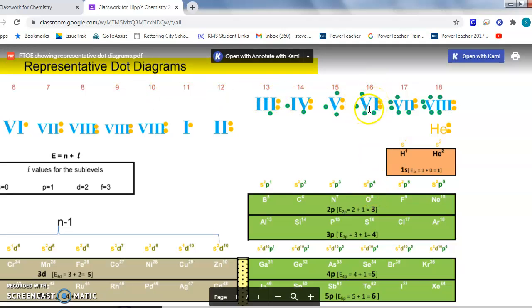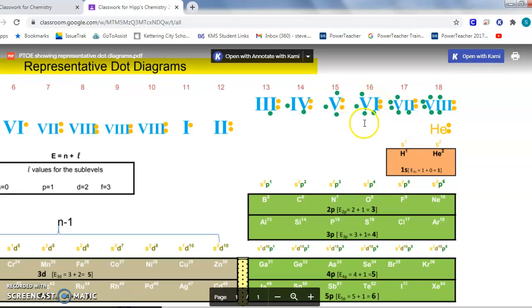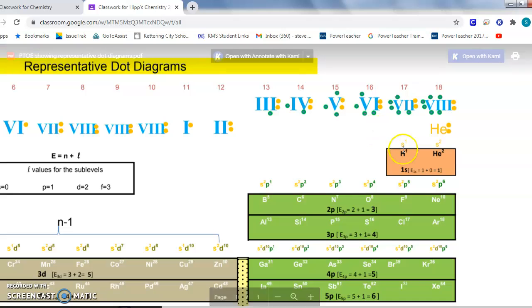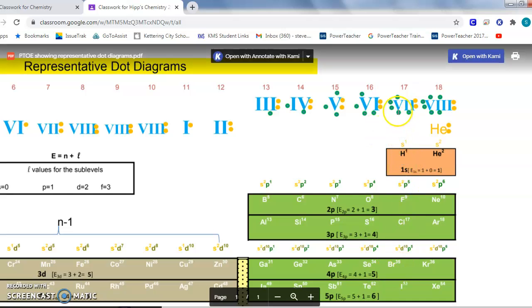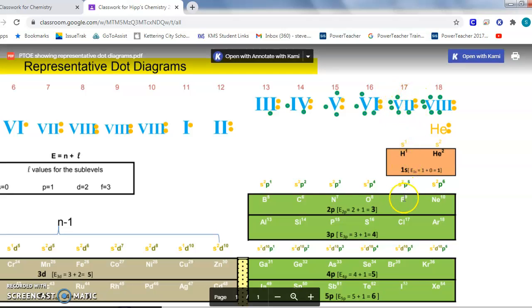For the main block families, those Roman numerals are telling you how many valence electrons they have. This group right here has 2 in the S and 4 in the P. 1, 2, 3, and now the fourth one starts doubling them up. Group 17 is Roman 7. That 7 is telling you 7 valence electrons. 2 on the S side. First one in the P goes here. Second P here. Third P here. Start doubling up. Fourth P here. Fifth P here. That's 7 dots.